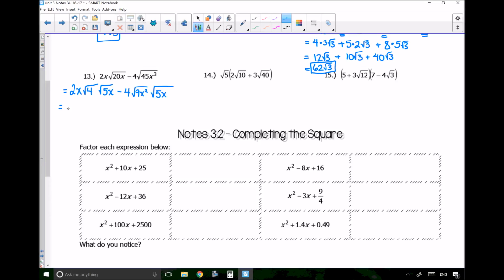All right, so now I'm going to copy down the 2x, and the square root of 4 is 2. Then I'm just going to copy down the square root of 5x because I can't square root that any further. Minus 4 times the square root of 9x squared is 3x, and then times root 5x. Well, this becomes 4x root 5x minus 12x root 5x. And then I have like terms. I've got like radicands here, and my coefficients here are also combinable. So when I put 4x minus 12x, I get negative 8x. So my answer is negative 8x root 5x. And I'm good to go.